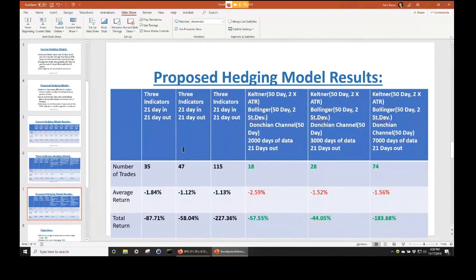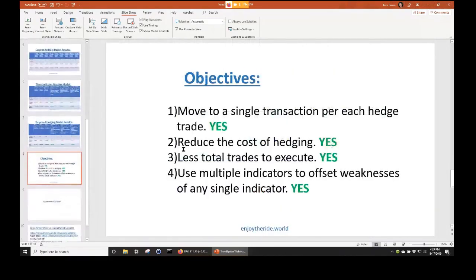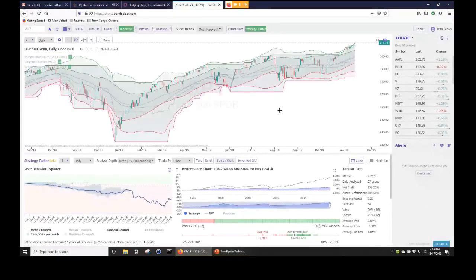If we go back to the objectives and we move to a single transaction per each hedge trade, yes, we did that. We had less transactions. Reduced the cost of hedging over the long run, yes, we did. Less total trades to execute, absolutely. And we are using multiple indicators to offset weaknesses of any single indicator. We did that too.